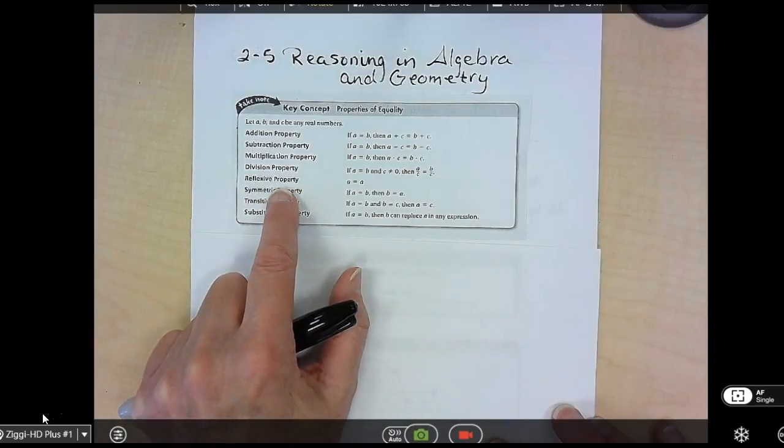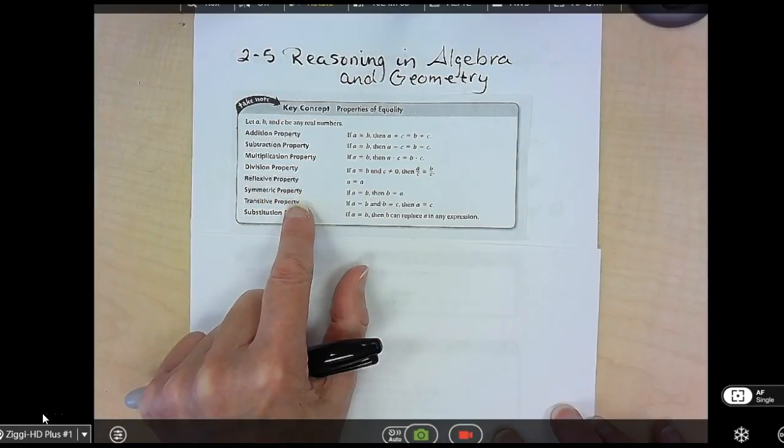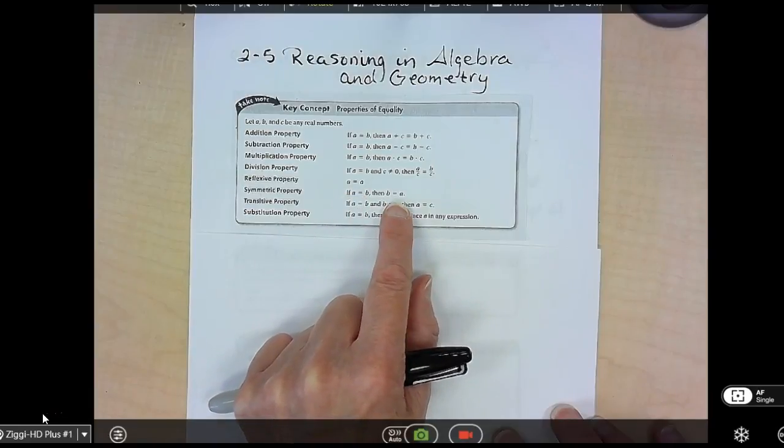Reflexive, we use a lot when we have to come up with our numbers or our segments or angles that we have to add or subtract to each side or multiply and divide on each side. So reflexive is A equals A. Symmetric property, sometimes they're given as A equals B and we have to switch them, B equals A. So that is symmetric property.